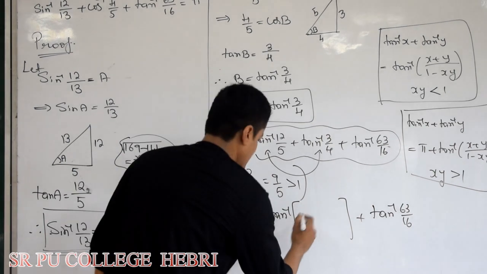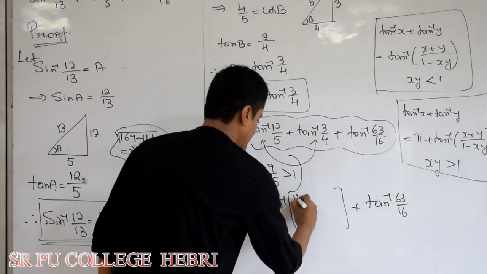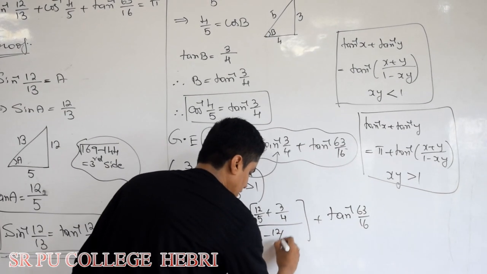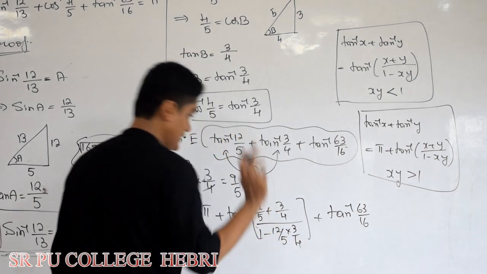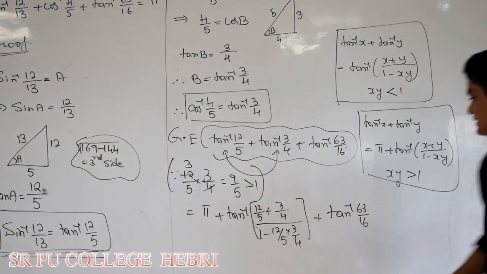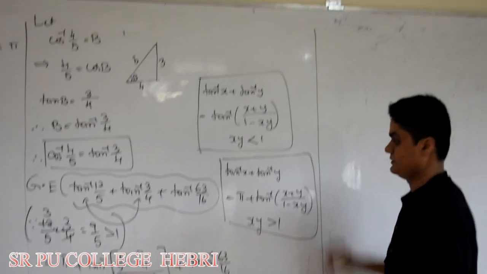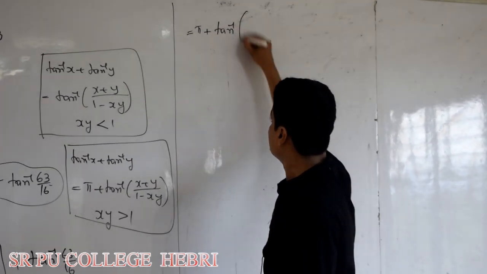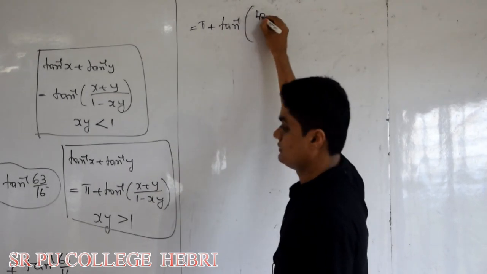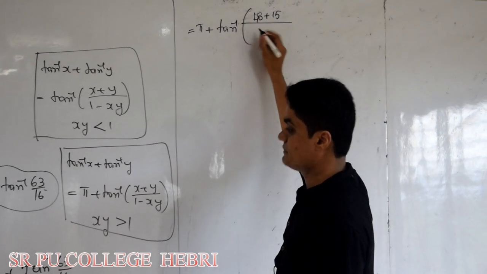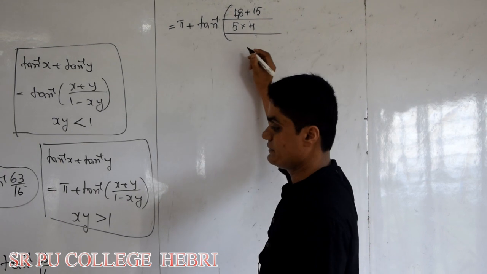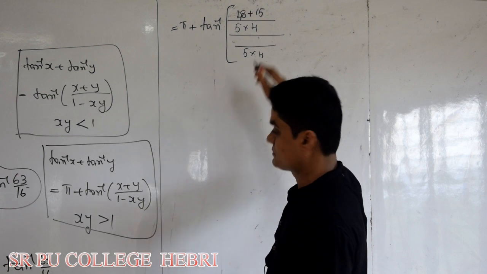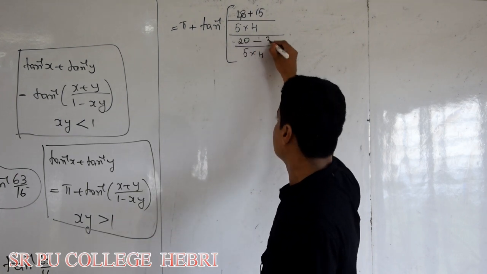Yes. So tan inverse of x plus, the remaining terms are the same. So 12 by 5 plus 3 by 4 divided by 1 minus 12 by 5 into 3 by 4. Keep in mind that you should get minus tan inverse of 63 by 16, because already we have the answer, pi. So it is nothing but tan inverse of 48 plus 15 divided by 5 into 4 as LCM, divided by 5 into 4 as LCM. The first term is 20 minus 36.